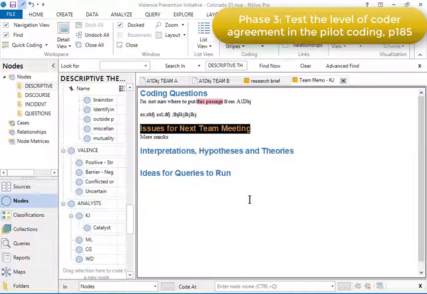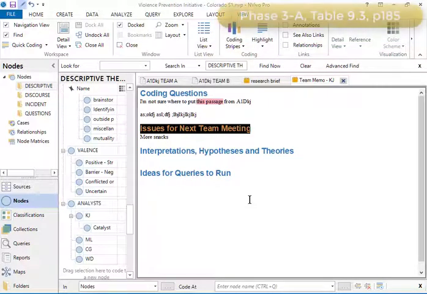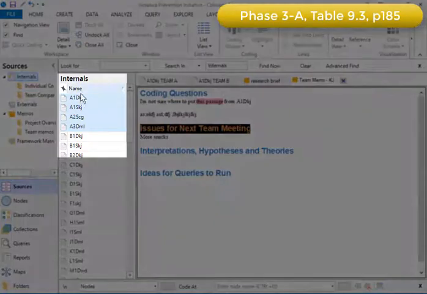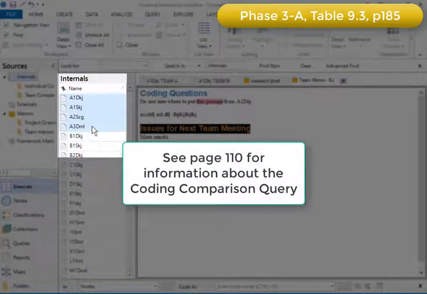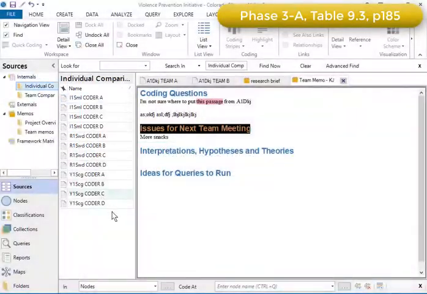Now I'm moving on to phase 3 of table 9.3. In this phase, we first renamed the 3 sources that we all coded so that each had a unique name so they did not merge. Now remember, there's another strategy you can use in NVivo so that they do merge and you look at this a different way, but that's not what we did. And this is what it would have looked like.